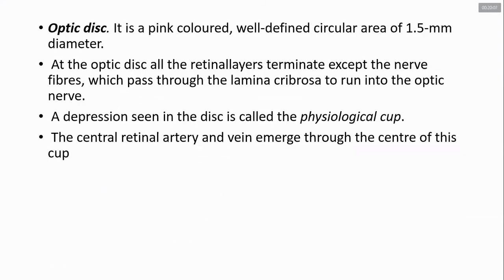So the optic disc is pink colored. Always keep in mind, this is a very important practical question for all of you. It is a pink colored, well defined circular area of about 1.5 millimeter in diameter. And at the optic disc, all the retinal layers terminate except the nerve fibers, which pass through the lamina cribrosa to run into the optic nerve.